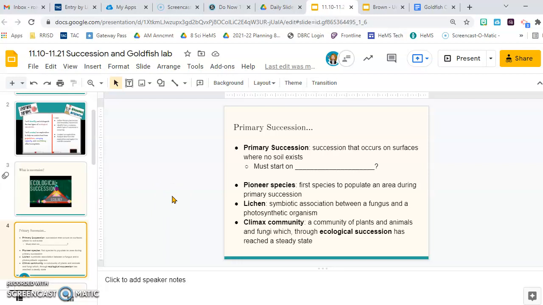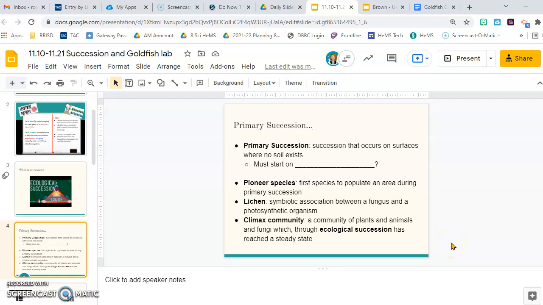And then a climax community is a community of plants and animals and fungi where, through ecological succession, they have reached a steady state. That means a state where everything's kind of in balance. Now remember from the video you watched, that Crash Course, that change is always coming. So right now it's at a steady state until a change occurs.